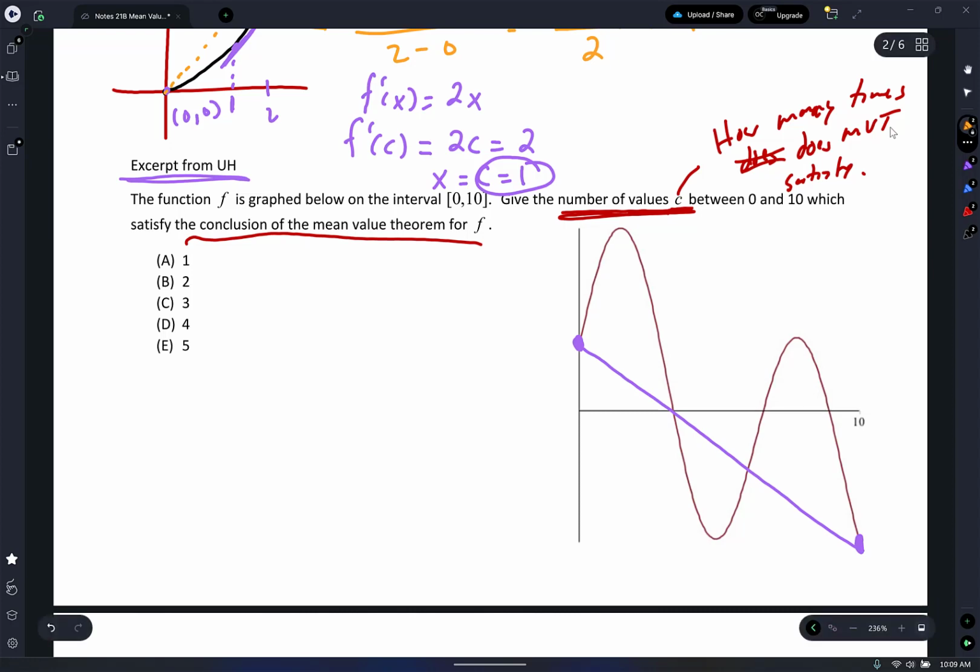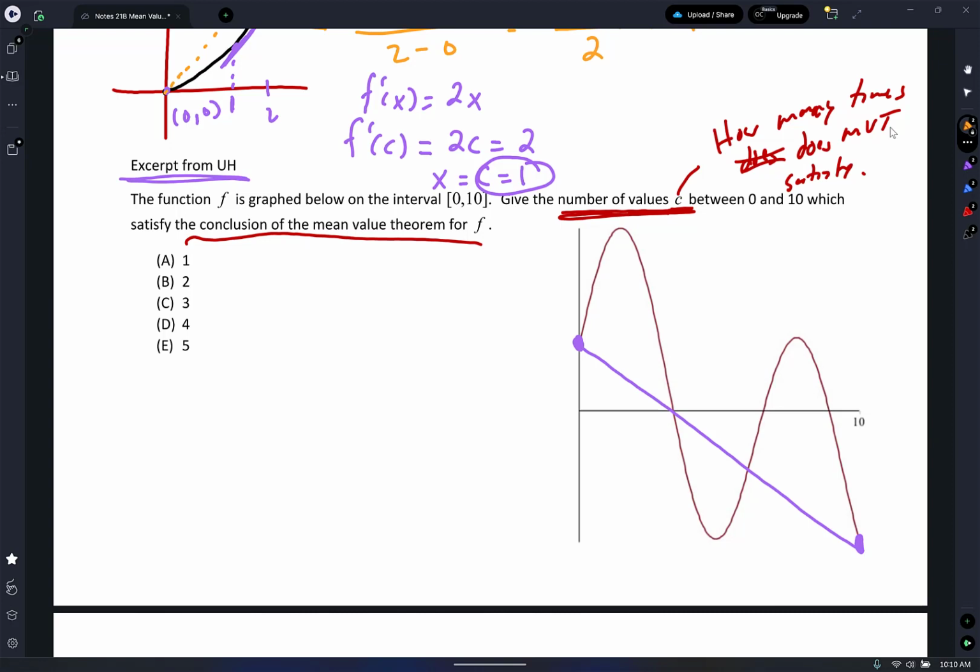I want to know how many times is my instantaneous rate of change equal to my average rate of change. That purple line is my average rate of change. Well, the purple line itself is not that. The slope is the average rate of change. Let me make sure everyone understands. The slope of this purple line is the average rate of change between x equals 0 and x equals 10. Cool or not cool?